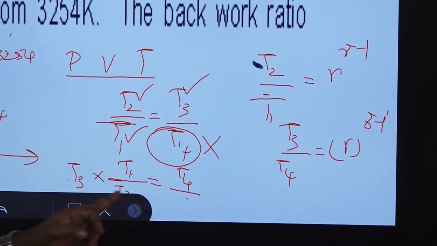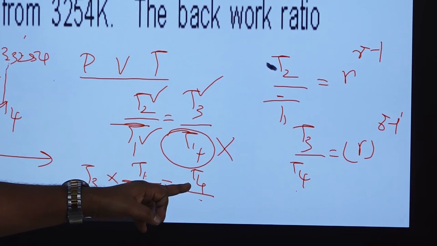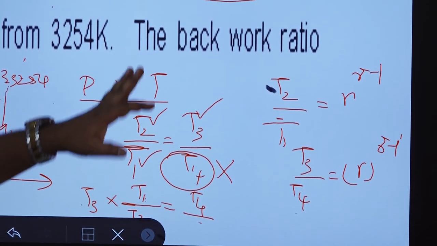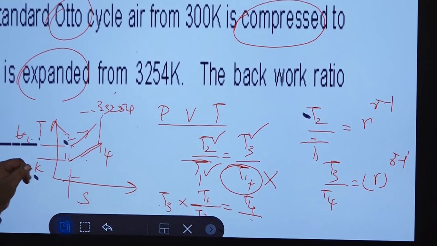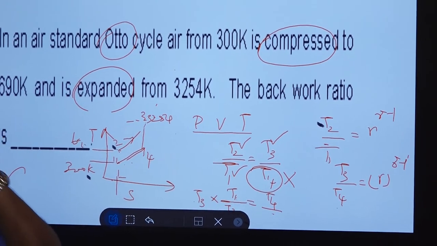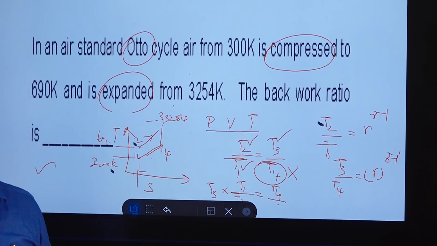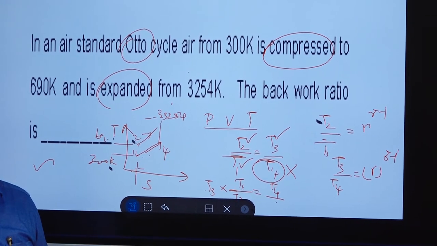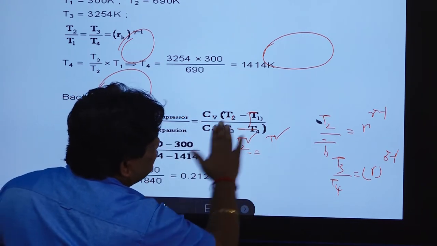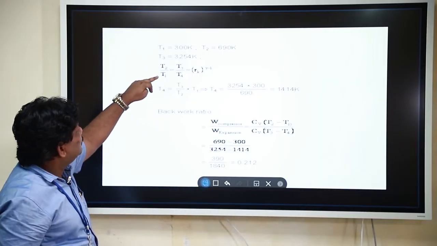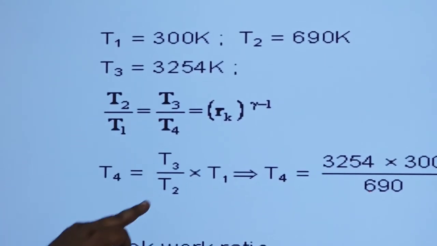So you know all the values; find the value of T4 and substitute in that equation, and you will get the answer. These are all numerical type answers, numerical statistical type, so as I told you earlier, you don't have negative marks for this. Okay, so look at this diagram and look at the solution for this: T2 by T1 is equal to T3 by T4.